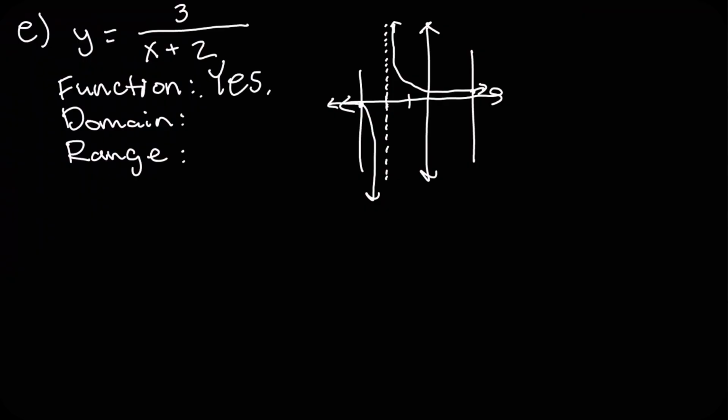Our domain, this one's going to be a little bit different here. So notice how our domain, we're going to go all the way from negative infinity, and then we're going to get really, really close to this line. And this line is at negative 2. So we will have negative infinity to negative 2, and then we'll use this symbol called union, which means we're going to go ahead and include another set of solutions. And then we have negative 2, and then we'll continue to positive infinity.